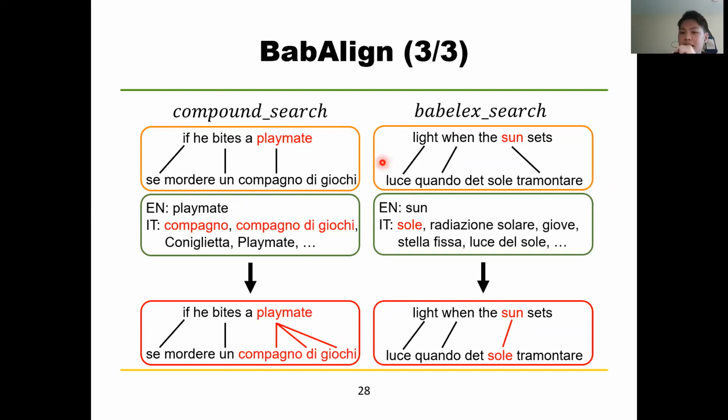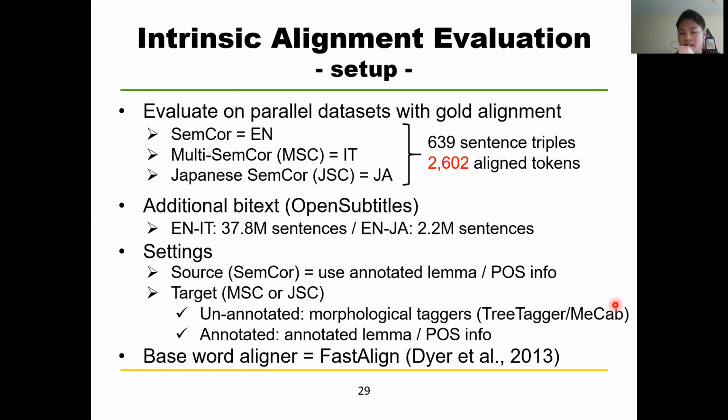On the other hand, if the initial alignment link aligns a wrong translation, in this case, sun and tramontare, we look at BabelNet, and tramontare is actually not the translation for the word sun. So we perform BabelNet search to search through the target sentence to find the valid translation. In this case, we could actually find the valid BabelNet translation sole. So we deny this initial alignment link and make the new alignment link sole. So that's all for my methods. And now we can move on to our evaluation.